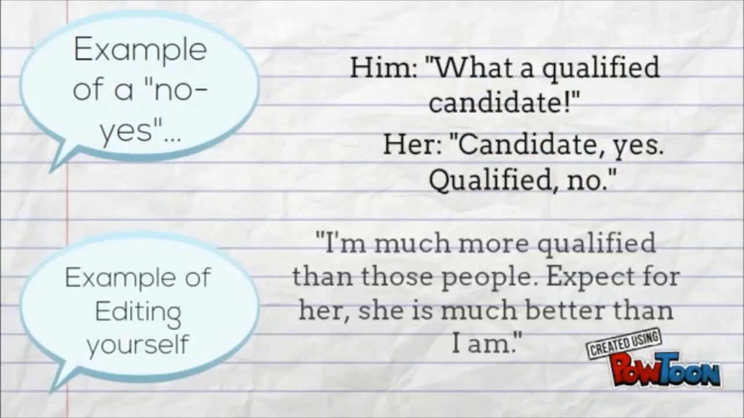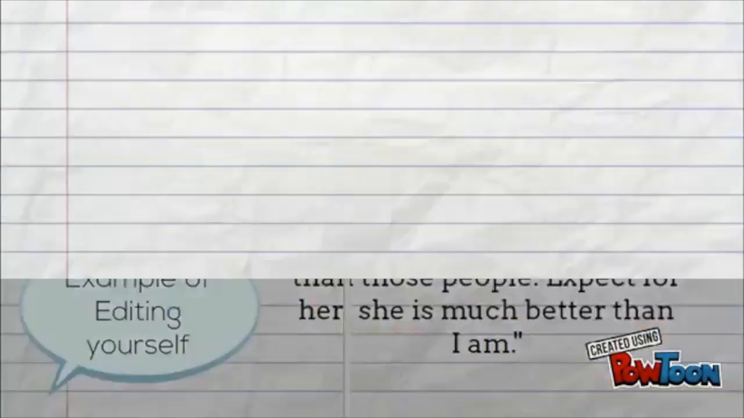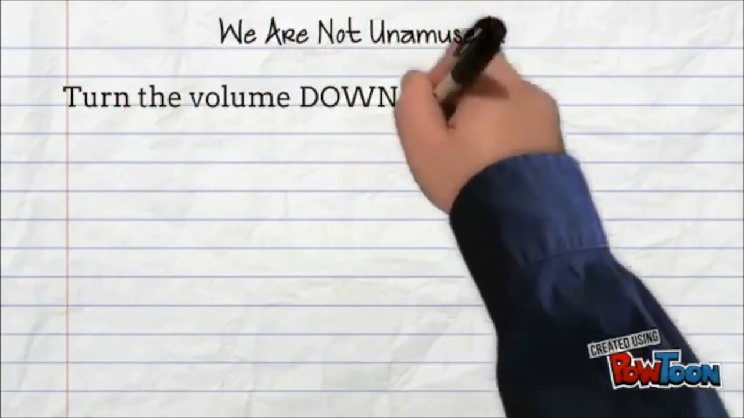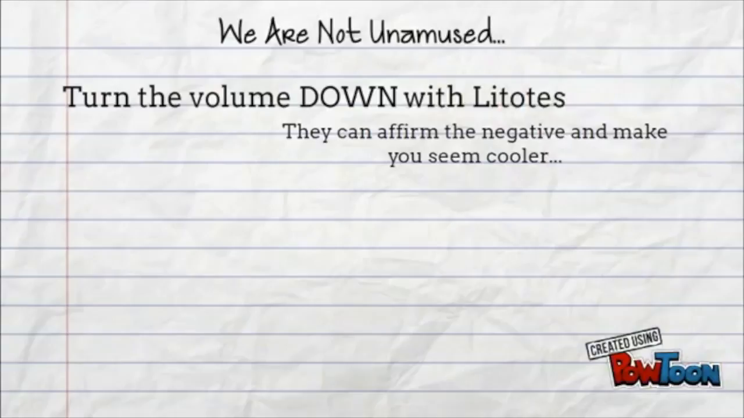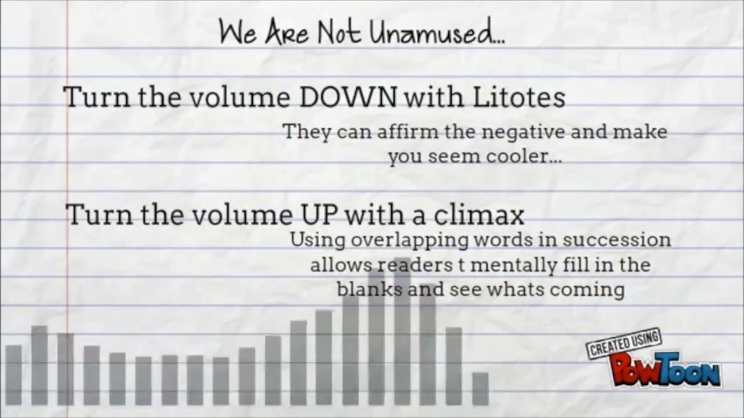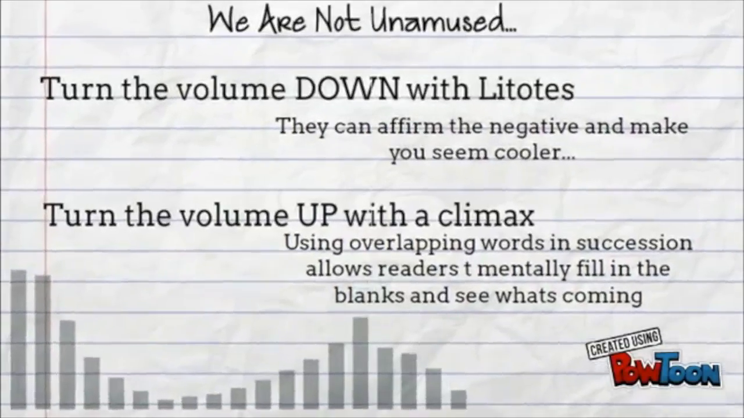And here's an example of editing yourself. I'm much more qualified than those people, except for her. She is much better than I am. You can turn the volume down with litotes, which affirm the negative and make you seem cooler, or turn the volume up with a climax that uses overlapping words in succession and allows readers to mentally fill in blanks.